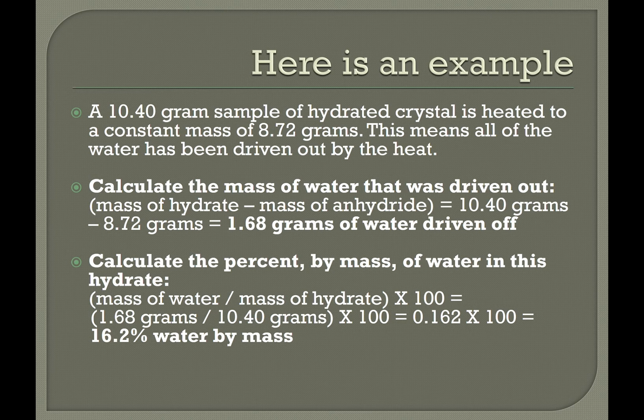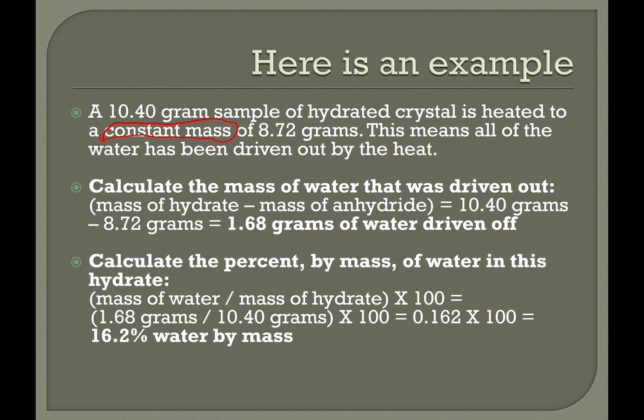For example, a 10.4 gram sample of a hydrated crystal is heated to a constant mass of 8.72 grams. When you see that constant mass, that means as we continue to heat, no more mass is being lost. So we can assume that the compound is dry and there's no more water in there. So all the water has been driven out by the heat.